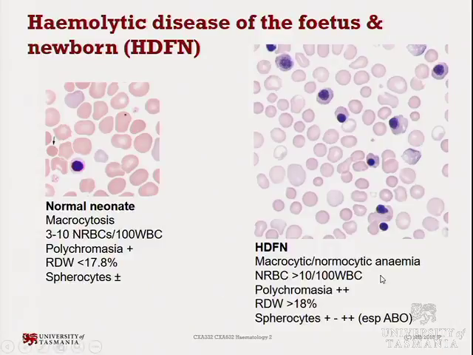But in hemolytic disease of the fetus and newborn, this is ramped right up. We've got lots of nucleated red cells there, we've got significant polychromasia and significant spherocytes. Okay, so that's the difference between them.